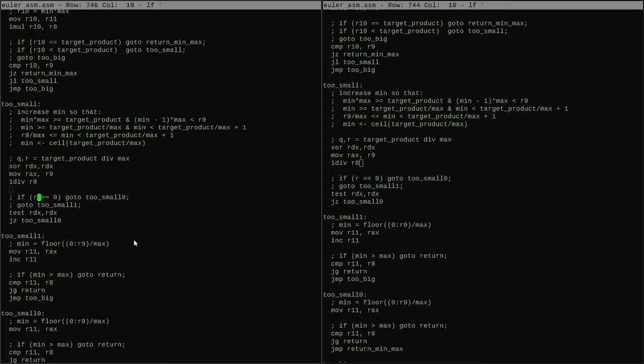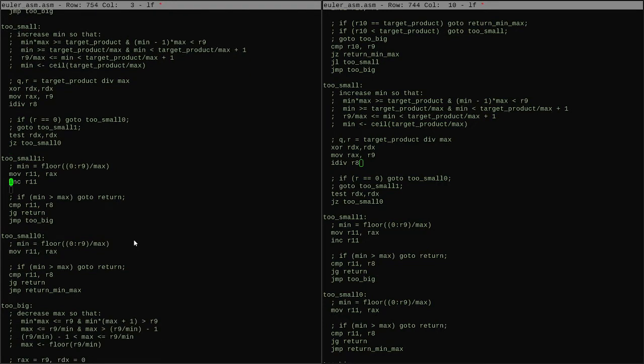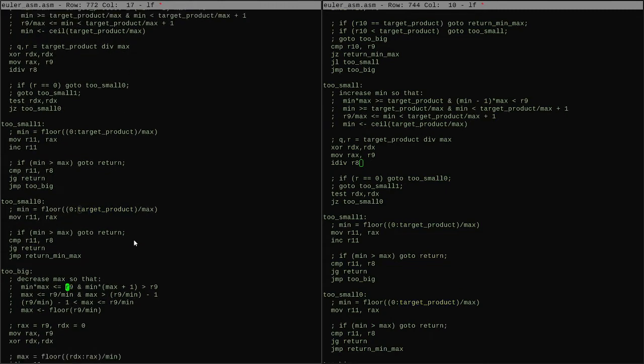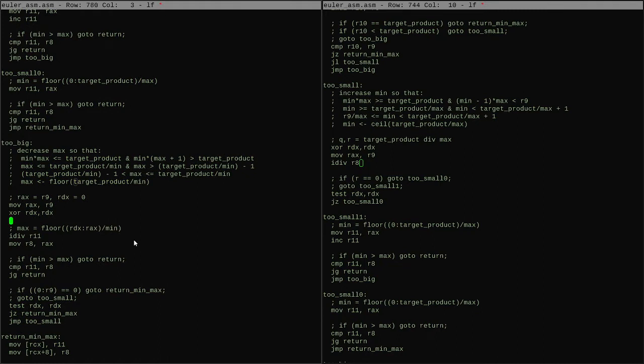If the remainder equals 0, test the remainder. Okay, otherwise, go to too small one, which is sitting right there. Very good. R9, that was the target product. Target product, target product, target product. Do. All right.